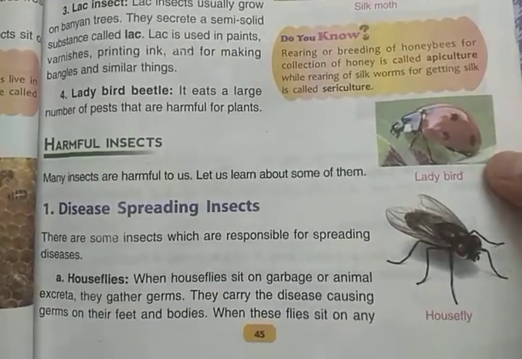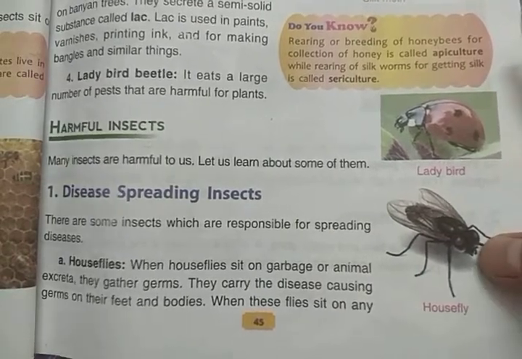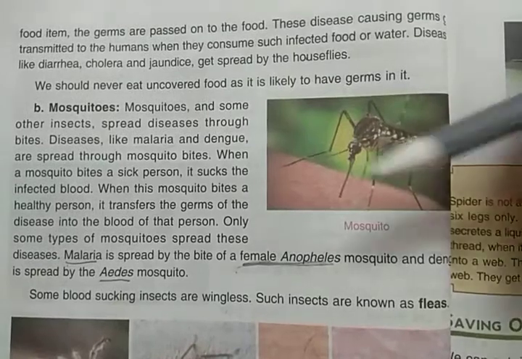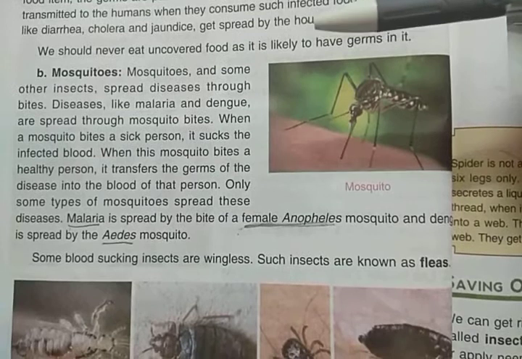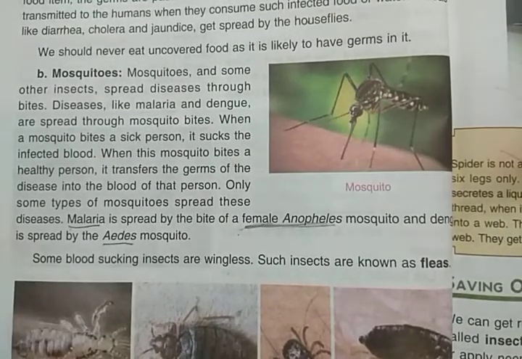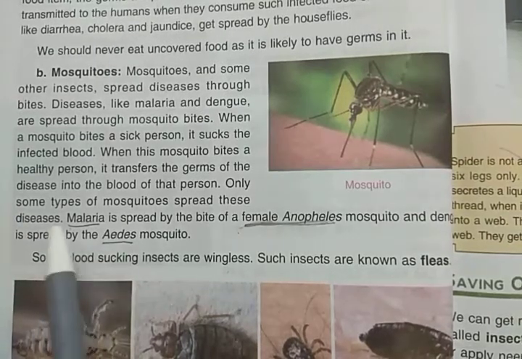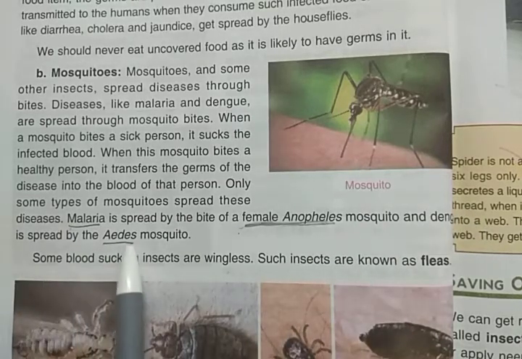Then we discussed the harmful insects, that is, the insects that spread diseases. The first one is the housefly. It spreads diseases like diarrhea, cholera, and jaundice. Then mosquitoes. These spread diseases like malaria, dengue, and chikungunya. Special types of mosquitoes spread these diseases: malaria is spread by the bite of the female Anopheles mosquito, and dengue is spread by the Aedes mosquito.